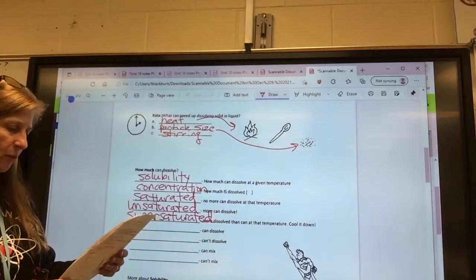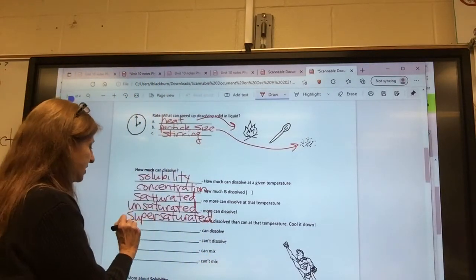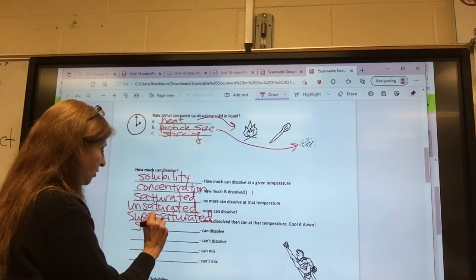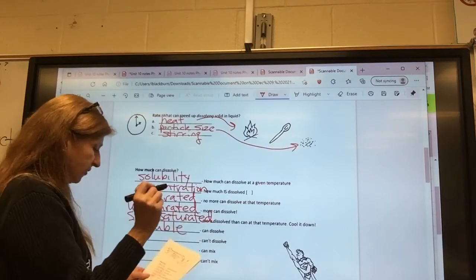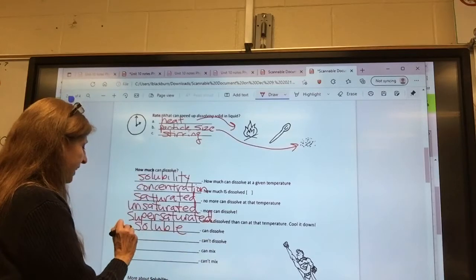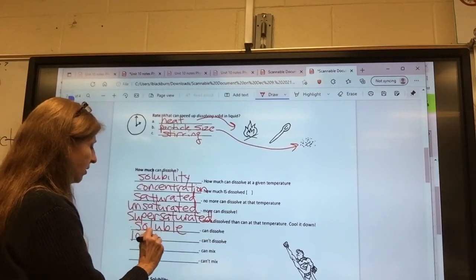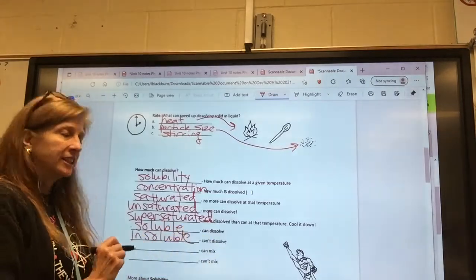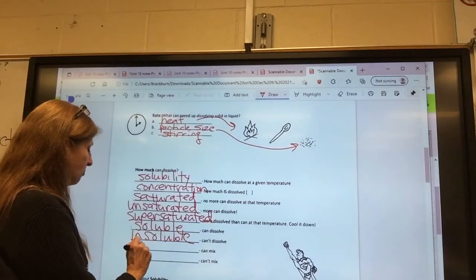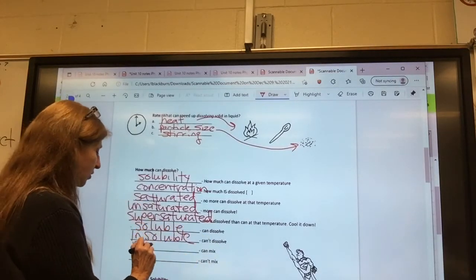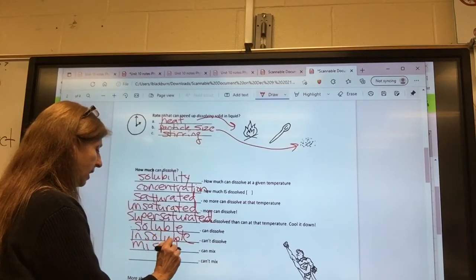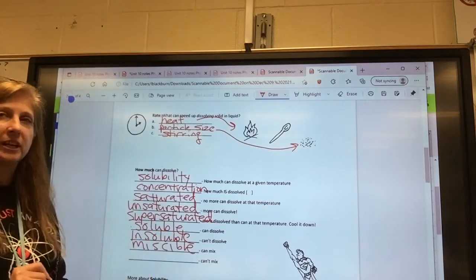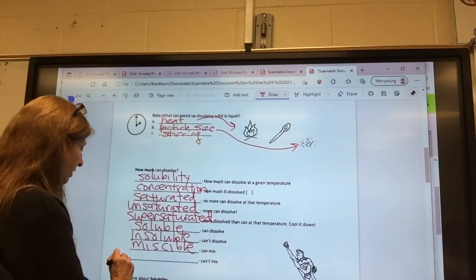Okay, so if something can dissolve, it's called soluble. If something cannot dissolve, it's called insoluble. If something can mix, it's called miscible. It's almost mixable, but it's miscible. If something cannot mix, it's called immiscible.